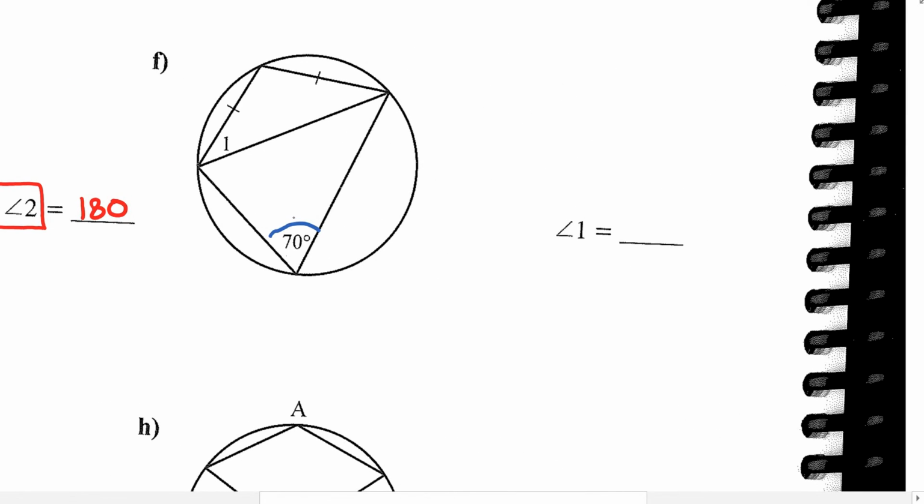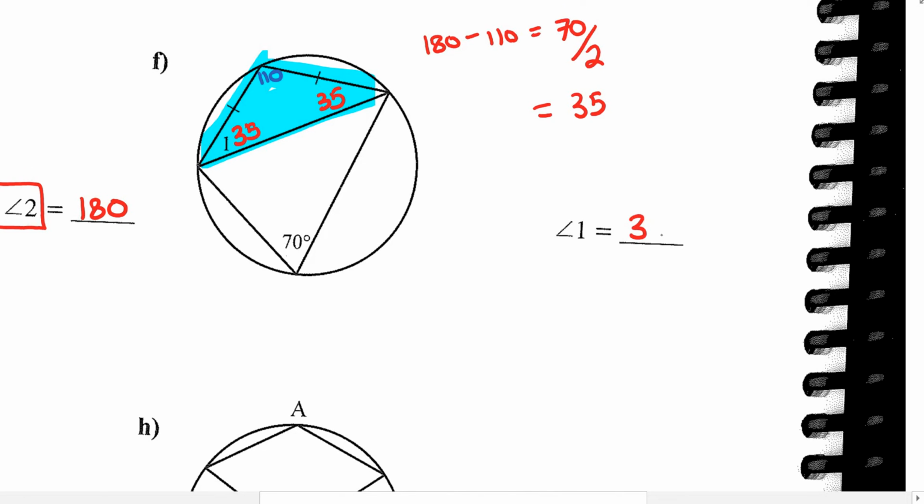Okay, so if this is 70 degrees, then the opposite angle here has to add up to 180. So this should be 110. Okay, once you have 110, notice that this triangle here is an isosceles triangle. So, 180 minus 110 gives you 70 degrees left, and then you got to take 70 degrees and divide it by 2, which gives you 35 degrees. So these angles right here are 35 and 35. So angle number 1 is 35 degrees.